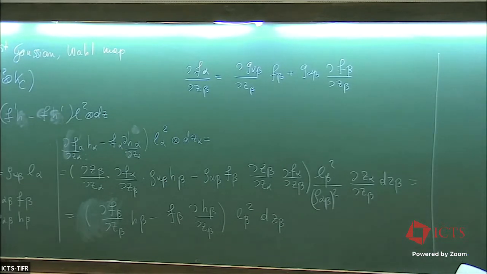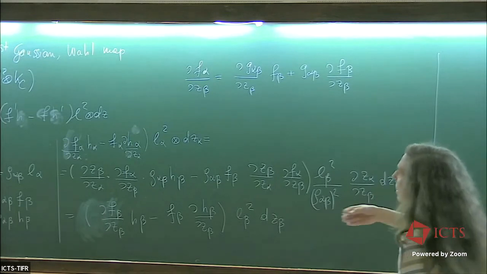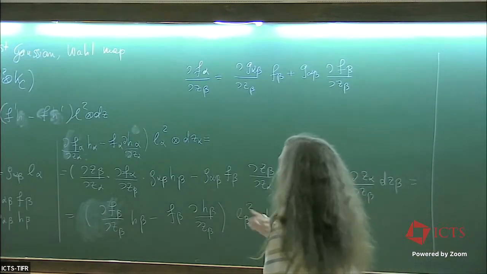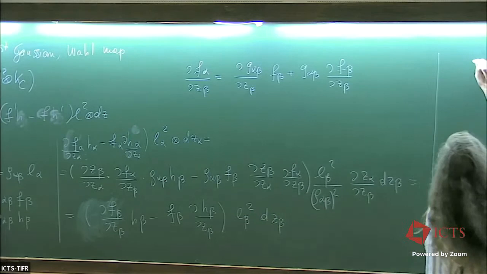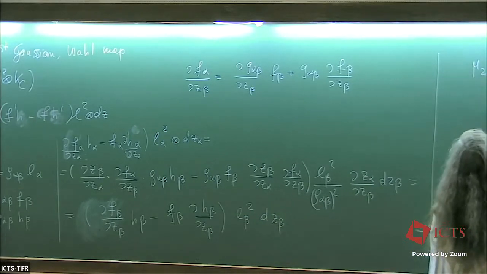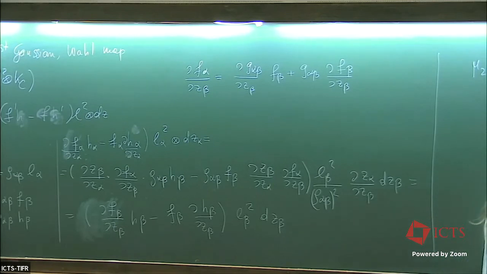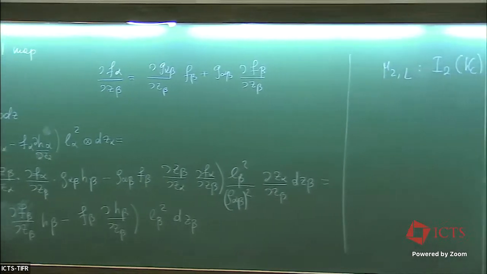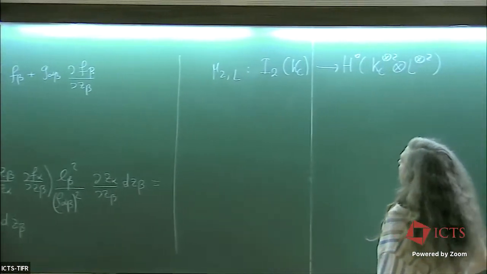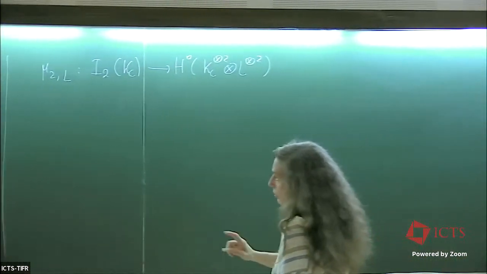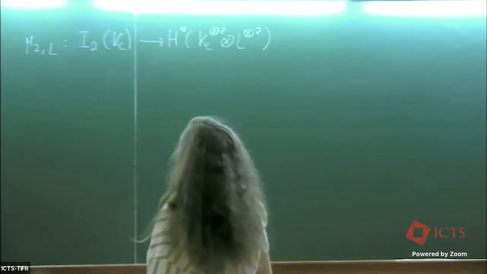Okay, I don't want to say much more. Then it gives a global section of this line bundle. There is another one that I want to say, the second Gaussian map. This goes from H2 of Kc to H0 of Kc squared tensor L squared. And this one we will use, but also the first one at a certain point.